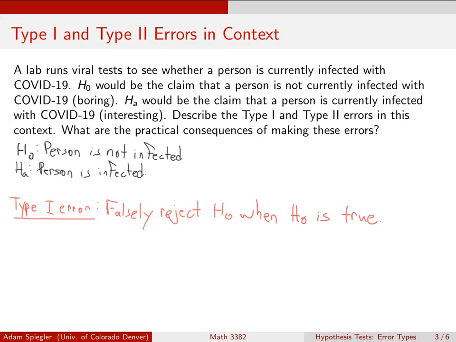Okay, so let's recall what a type 1 error is. This is the false positive. So this is when we falsely get a significant test result. So this is when we falsely reject the null hypothesis when it's true. So in this example, if we were to reject the null hypothesis, then we're rejecting the claim that a person is not infected. So in other words, what we're saying is a person is infected when in fact they are not. That was a wrong conclusion.